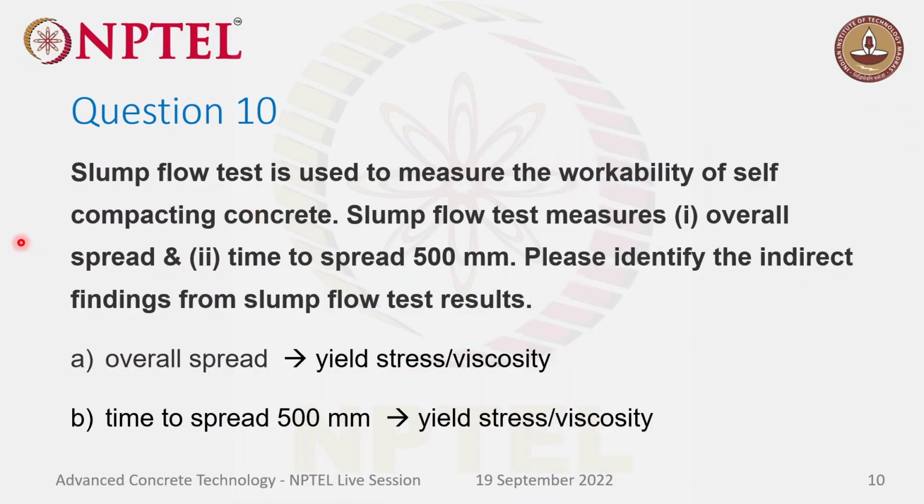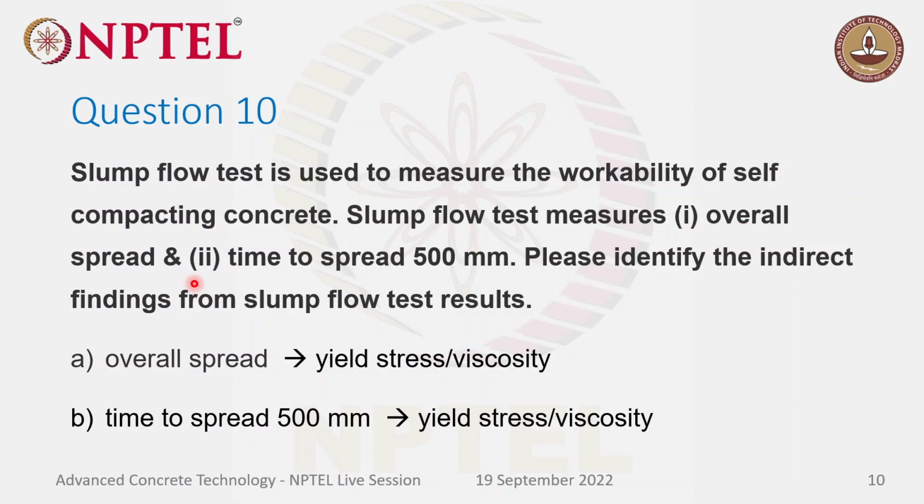Let me read out the question first. Slump flow test is used to measure the workability of self-compacting concrete. I'm not talking about the conventional slump test; I'm talking about the slump flow test. So, the slump flow test is used to measure the workability of self-compacting concrete. I'm giving here two parameters measured.